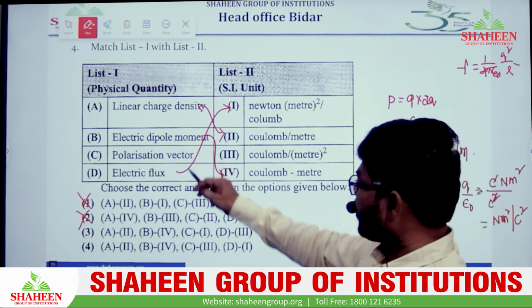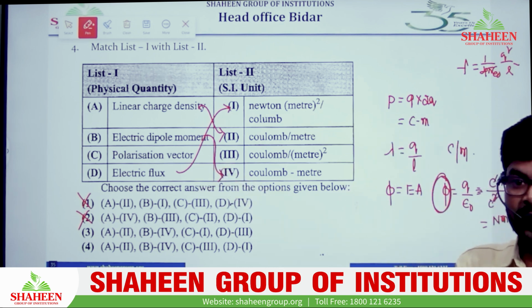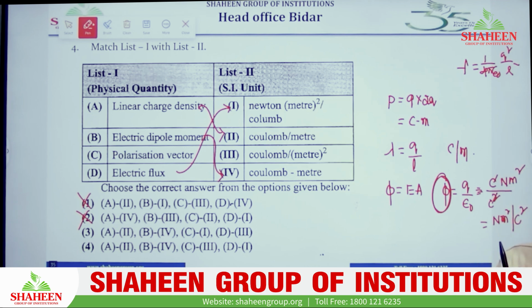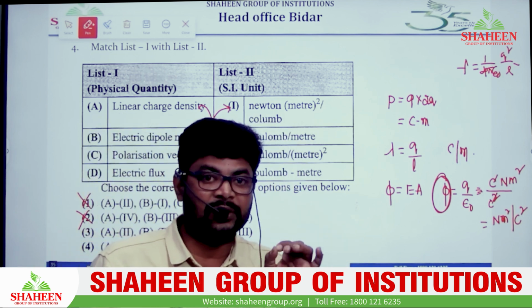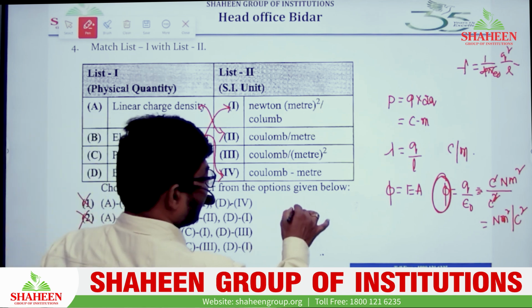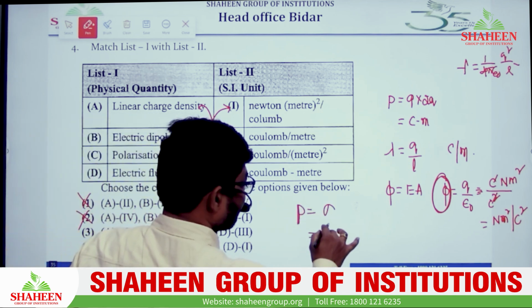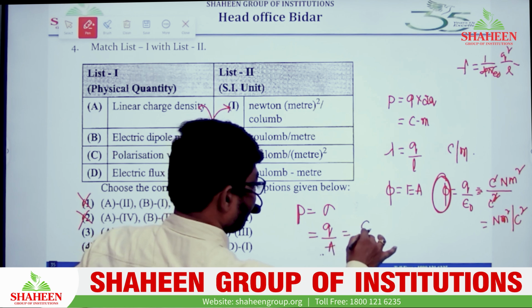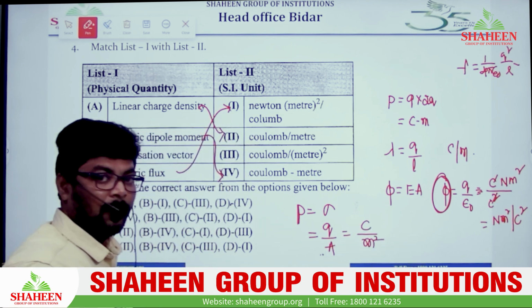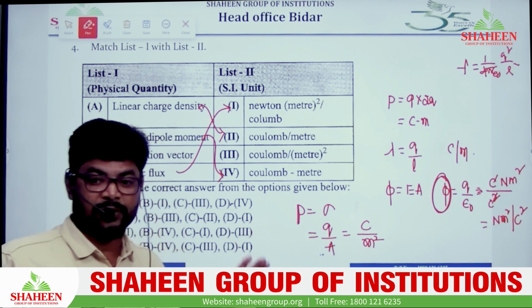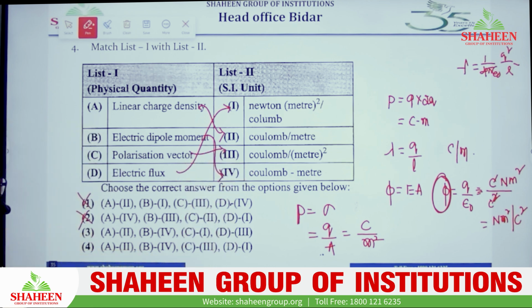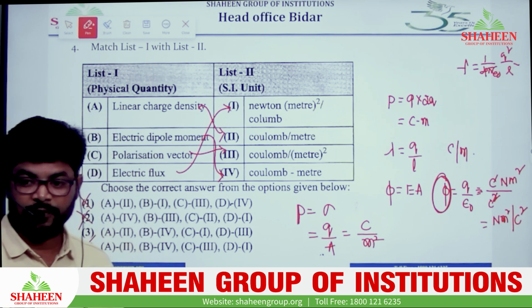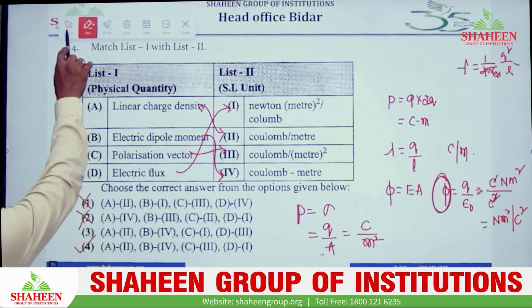Now again, the polarization vector. The polarization vector is numerically equal to surface charge density, that is charge per unit area, so it is written as coulomb per meter square. So the polarization vector belongs to 3. So only option 4 is correct. Let us go for the next question please.